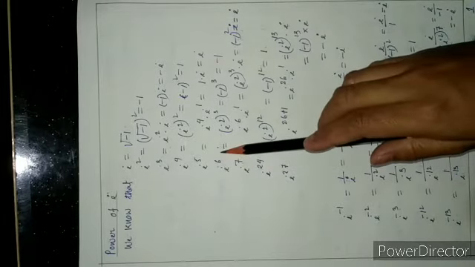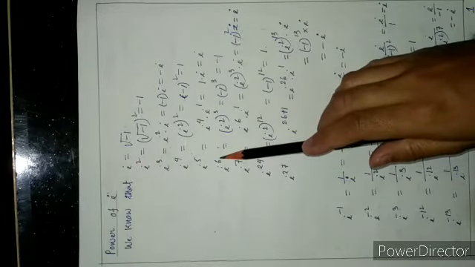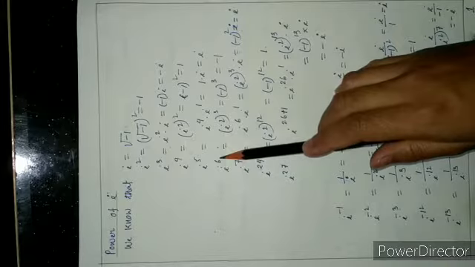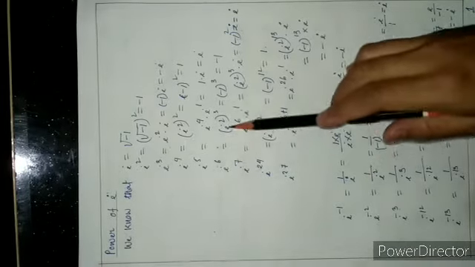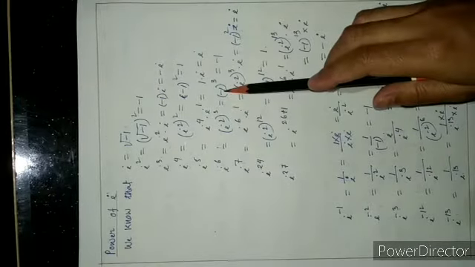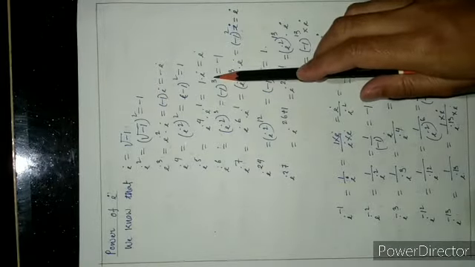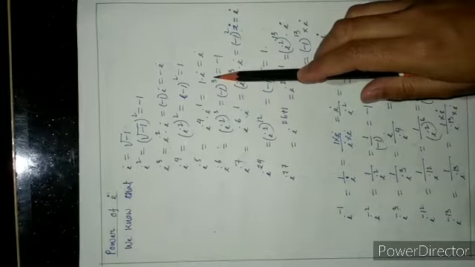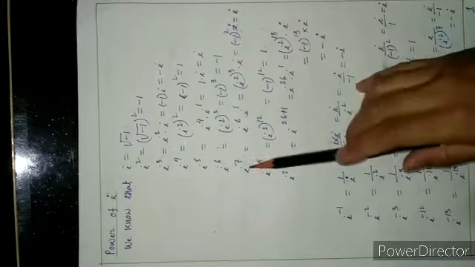Then i to the power 6. 6 is a multiple of 2, so it can be expressed as i square whole to the power 3, and the value of i square is minus 1, so minus 1 whole to the power 3.